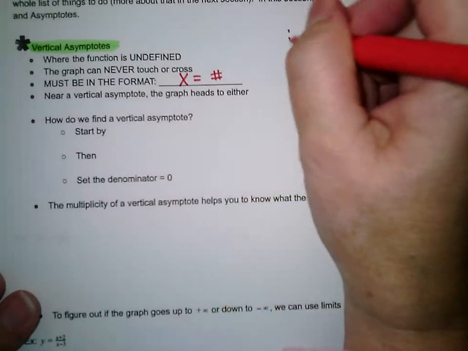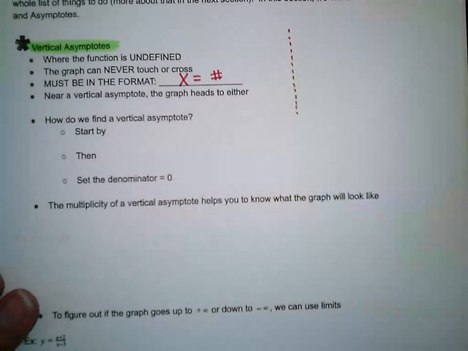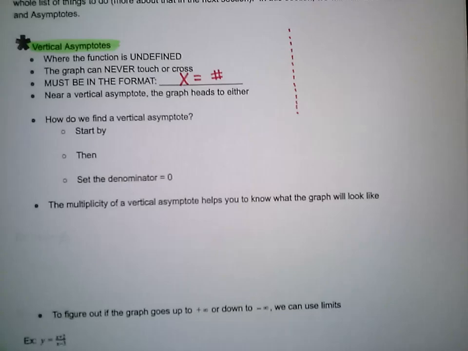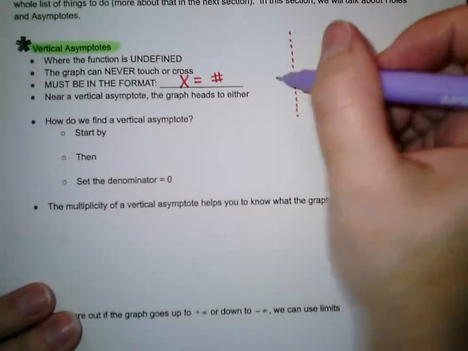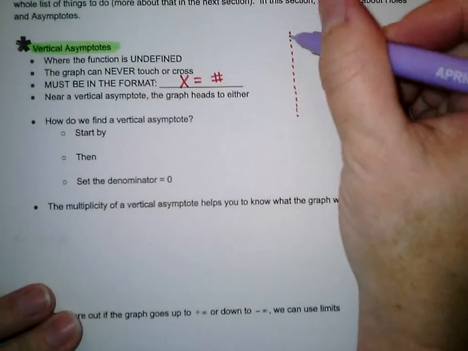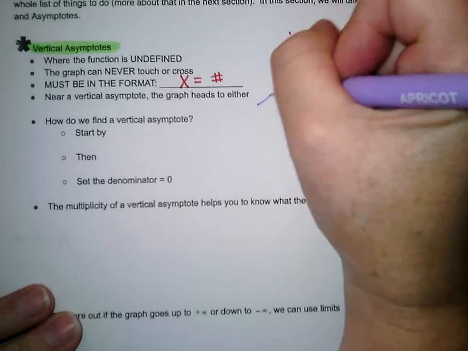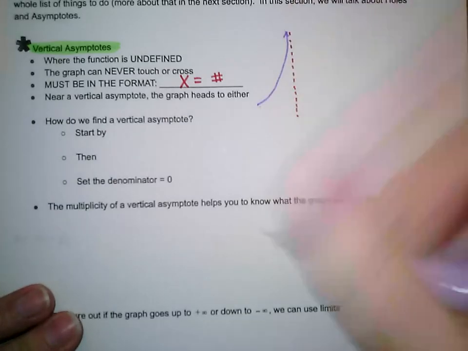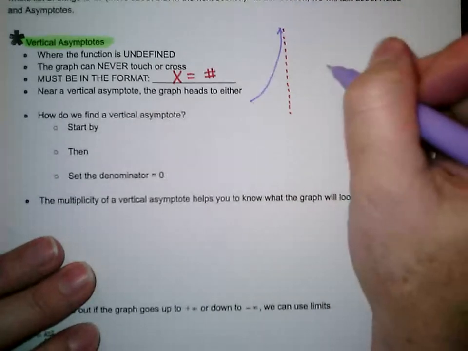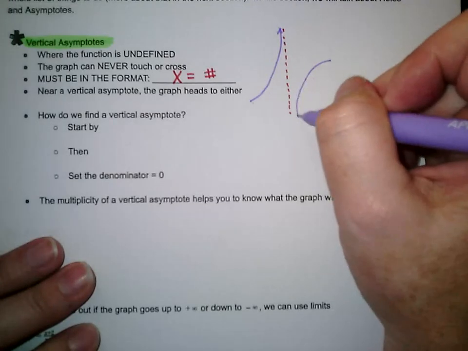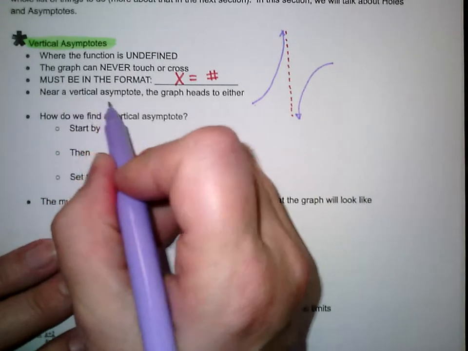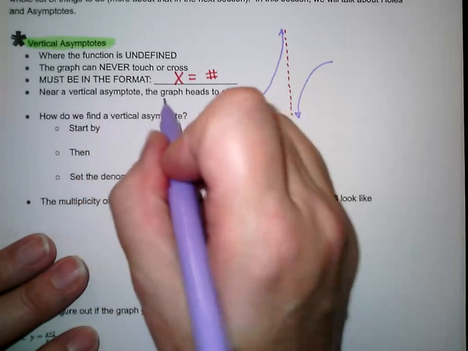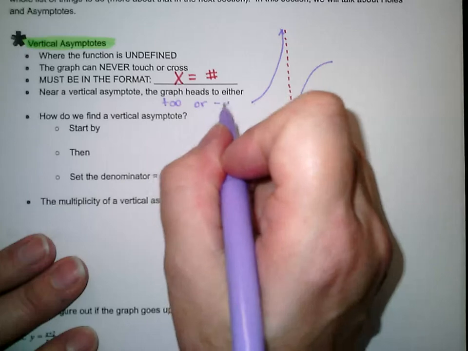When a graph gets near that vertical asymptote, it has two options. It's kind of like on the Roadrunner, when Wile E. Coyote would get, or Roadrunner would get, to the edge of a cliff, and he could just run right up the cliff. Well, that's what a rational function could do. It either runs up the side of the cliff, or it runs down the side of the cliff. So when the function gets near a vertical asymptote, the graph heads to either positive infinity or negative infinity.